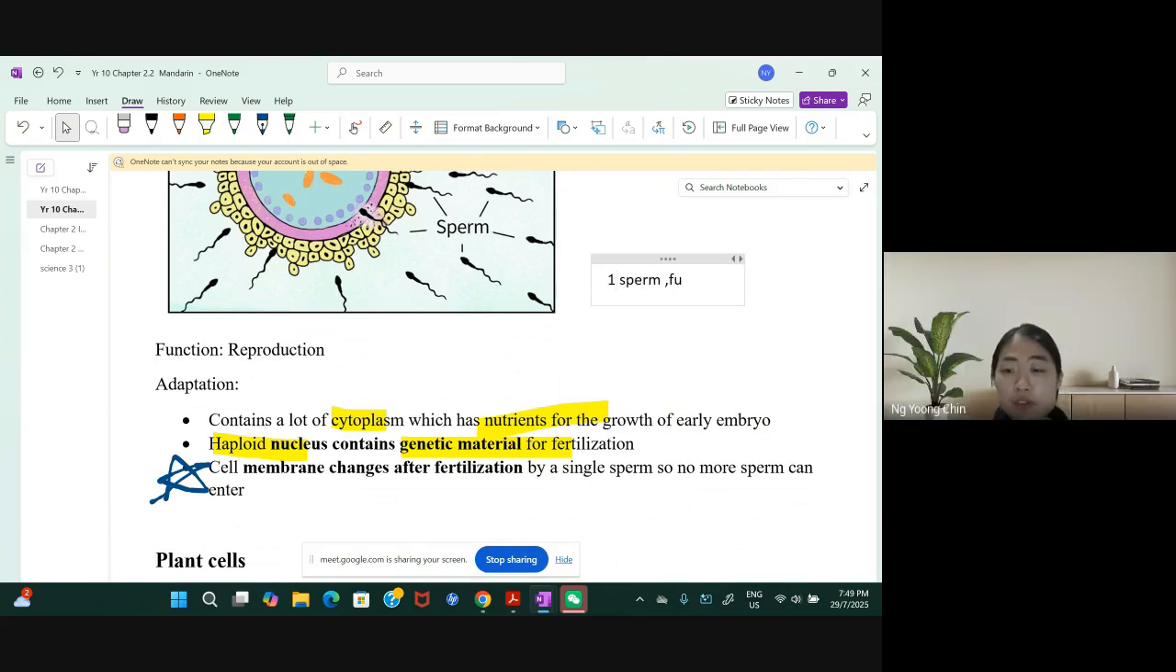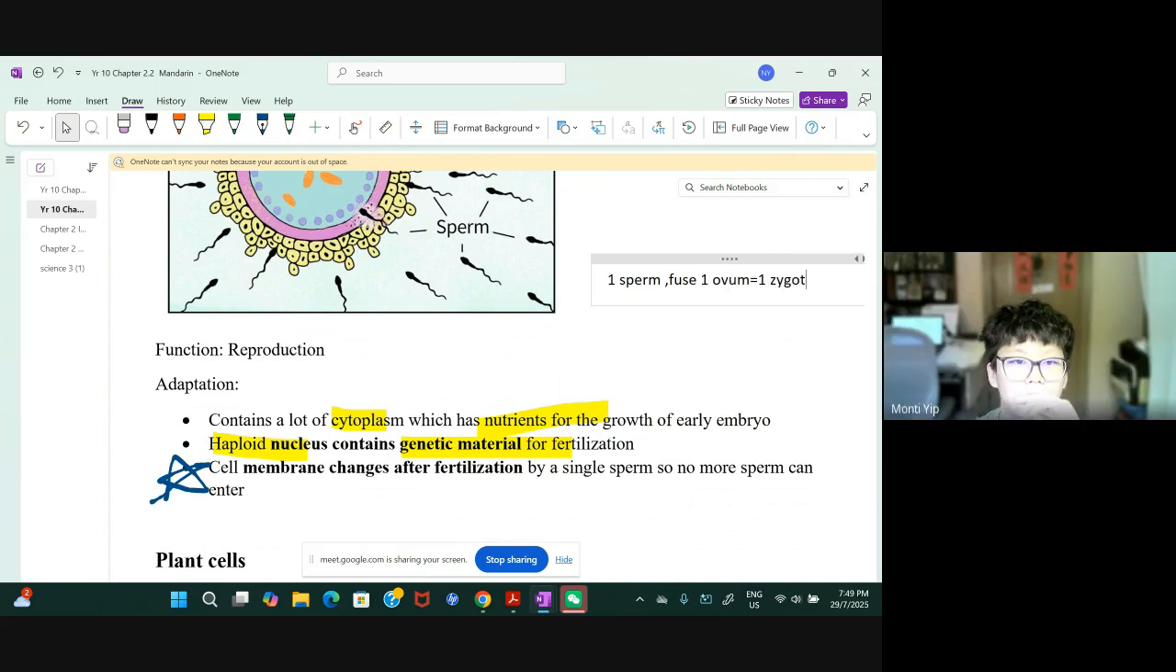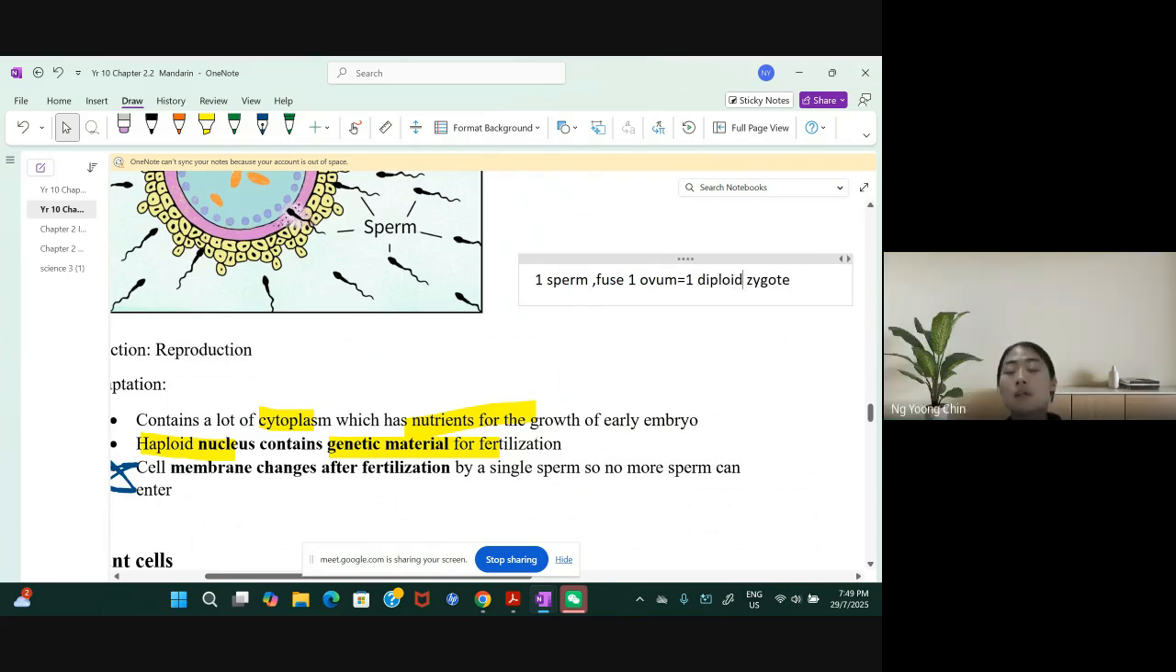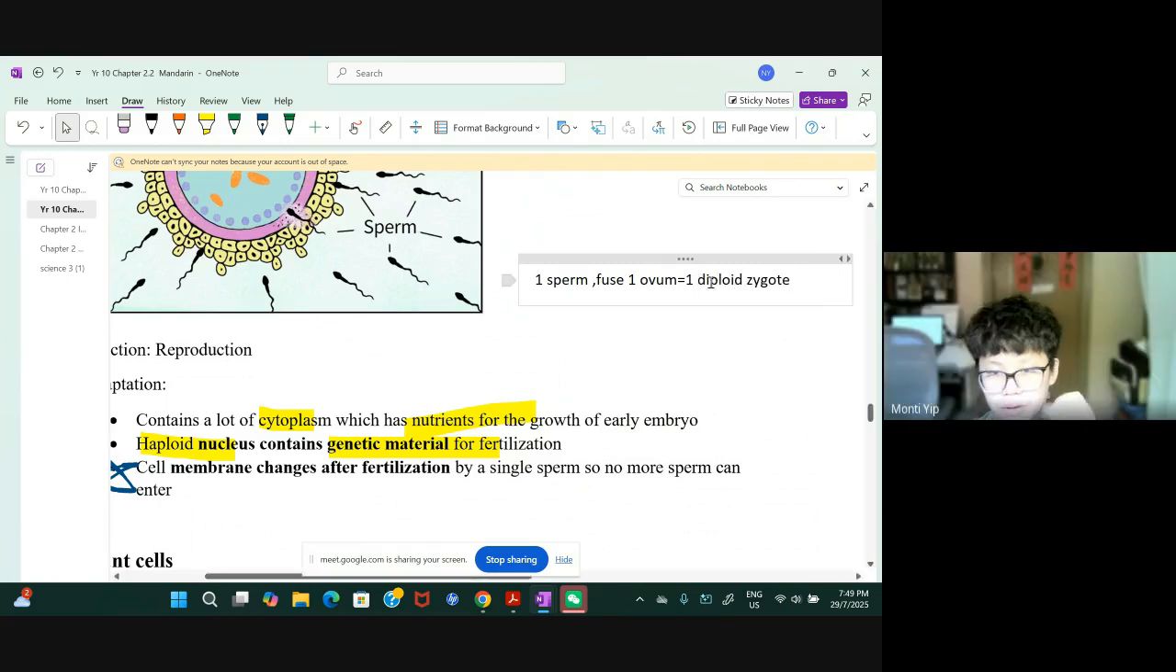One sperm fused with one ovum, yeah. So you produce one zygote, right? Which is diploid. Then how about yes? Can you explain what is the zygote again?